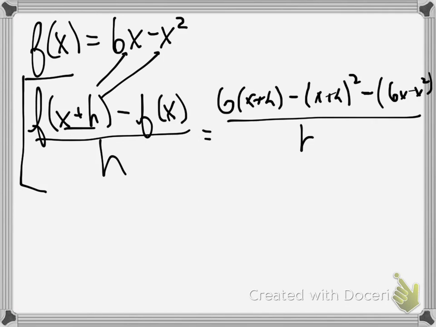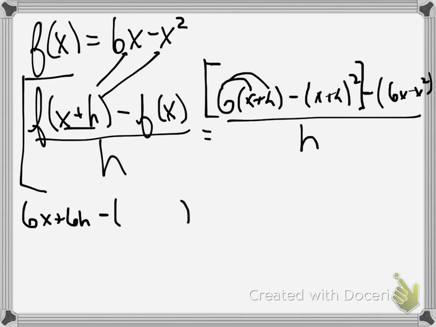And we're going to put that all over h. Okay, so first thing we do is we distribute the 6. We get 6x plus 6h. And then we subtract from that. Really, I should have brackets around this because I want to do just f of x plus h first, so I'll put brackets around it so we can respect order of operations.